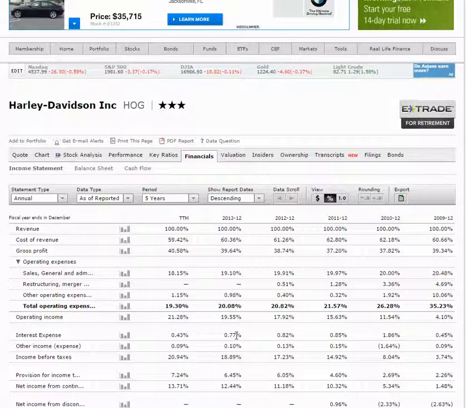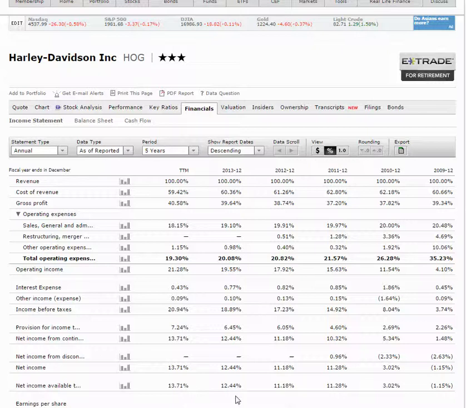And then you can see their other expenses, interest, taxes, we have to take that into account. And when we get down to it, 12.44 is their net income percentage. So that means for every dollar sold, Harley Davidson in 2013 gets to put 12.44 cents in their pocket. Now that's really good information, particularly if you're a small business owner, because you want to know, again, for every dollar you're selling, how much money you're making.